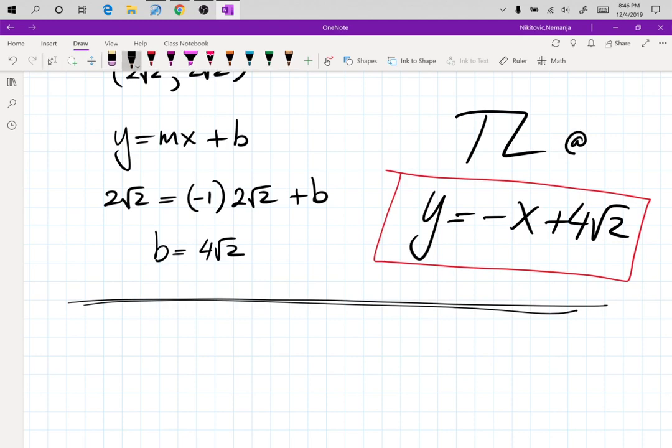This is the tangent line at pi over 4. It's very important because if I change that to pi over 6, you start this calculation from scratch, because you will plug into the derivative pi over 6 or whatever, pi over 3 or whatever else. You will come up with a different m, and then you have to go through everything.